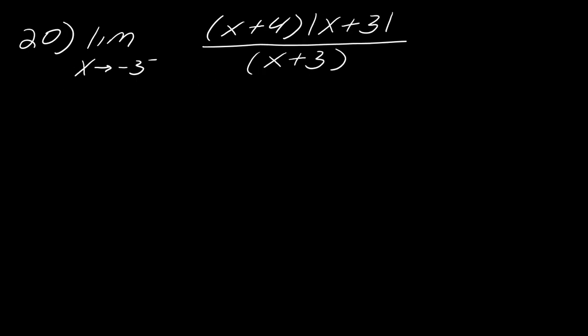Number 20, we have the limit as x approaches negative 3 on the left, and then we've got x plus 4 times the absolute value of x plus 3 over x plus 3. So if you've watched any of my limit videos, this is at least one of my favorite one-sided limit type problems, because it really gets at if you understand the different sides of the function.